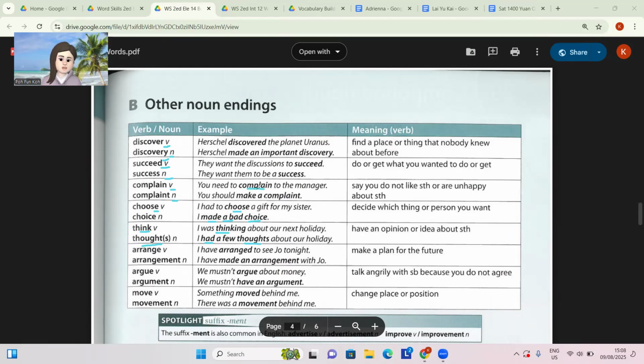Okay, this one, complain. You need to complain. I want to complain. It's a verb. And then complaint with T, it's a noun. In front of a noun, we add a verb here: make. Make a complaint.